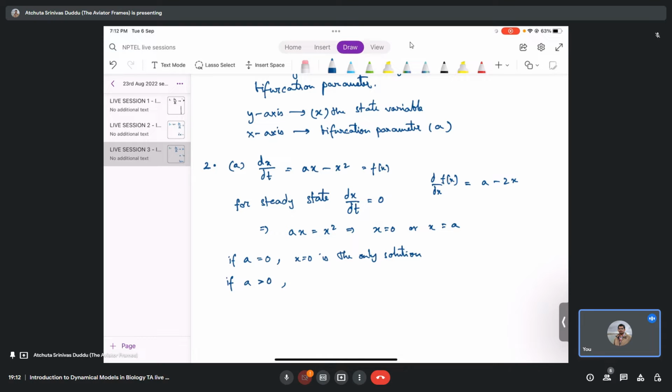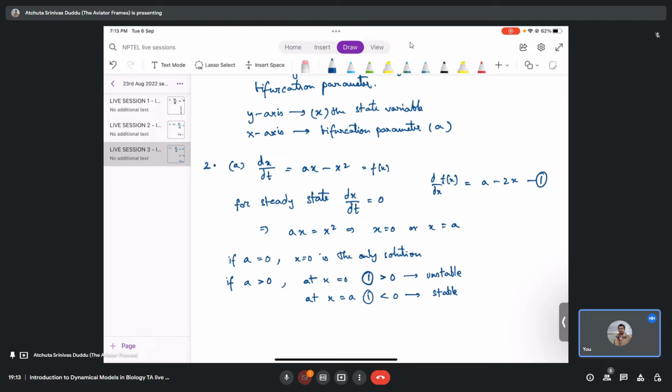Now if a was greater than 0, then at x equal to 0, let's just put this as 1. At x equal to 0, 1 is greater than 0, and at x equal to a, 1 is less than 0, right? So this would be unstable, and this would be stable, right?